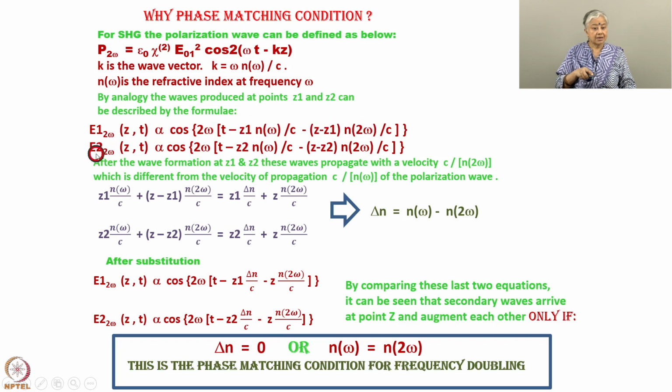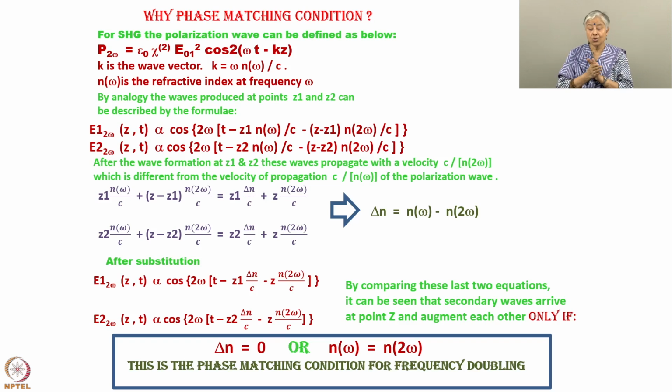Okay. And at point Z2, similarly, the secondary wave at 2 omega is influenced by the point Z2 and also the distance between Z1, Z2 and Z. Z is my final destination. The wave is traveling along Z, and there are different points in the medium which are adding these secondary waves, and they all reach the final destination Z.